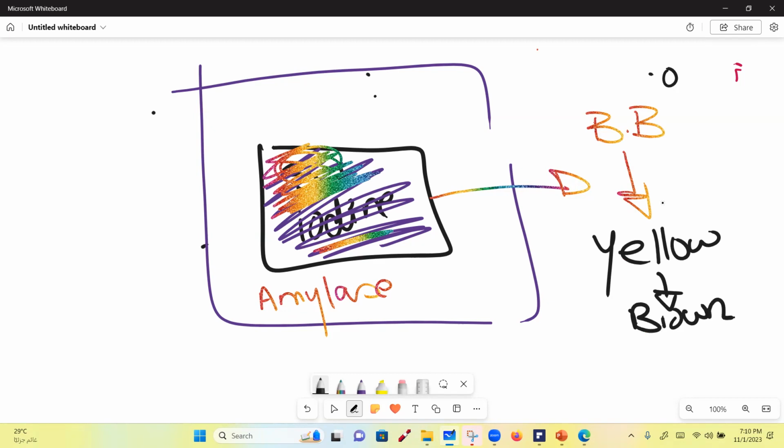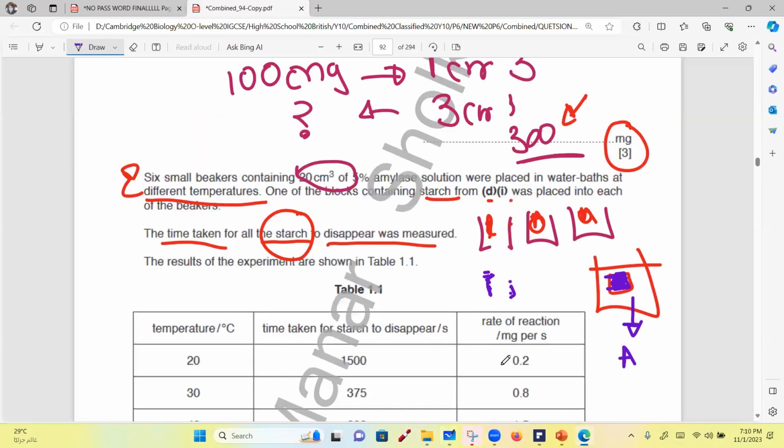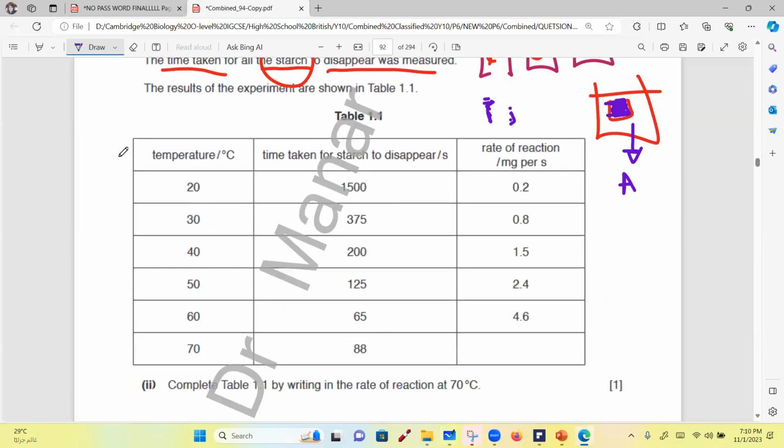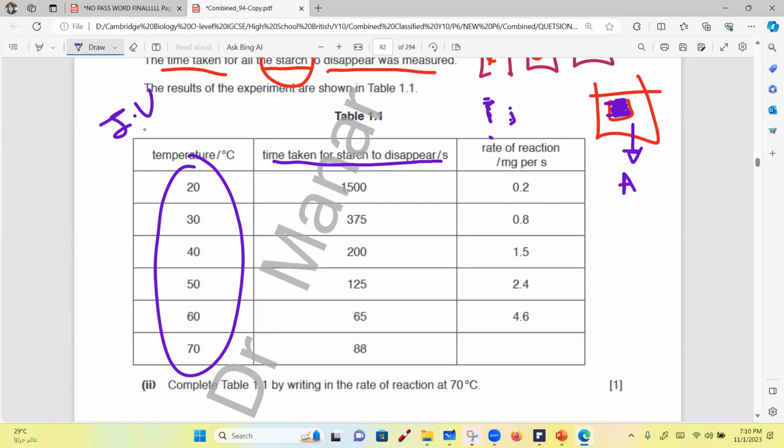Clear? Okay, so we will measure the time needed for the color of the block to change from blue black to yellow brown. Let's go back to my question. Again, it's the same idea, but they are changing the method. Here they have a nice table in which they have the independent variable on the left side of the table, the different temperatures here, and the time taken for the starch to disappear, and the rate. I'm very happy that we're solving this question.